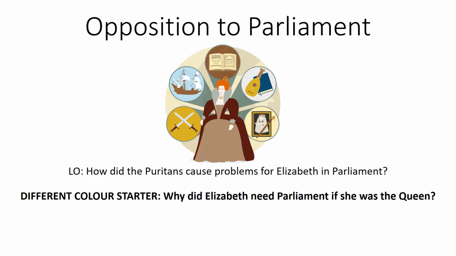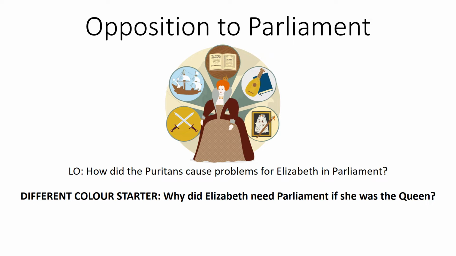Hello, everyone. Today we're talking about Elizabeth, her parliament, and the Puritan opposition which existed inside of it. Our learning objective is to look at how the Puritans tried to cause problems for Elizabeth in parliament, and your starter is to answer the question, which is actually quite a big one. Why did Elizabeth need a parliament if she was the Queen of England?